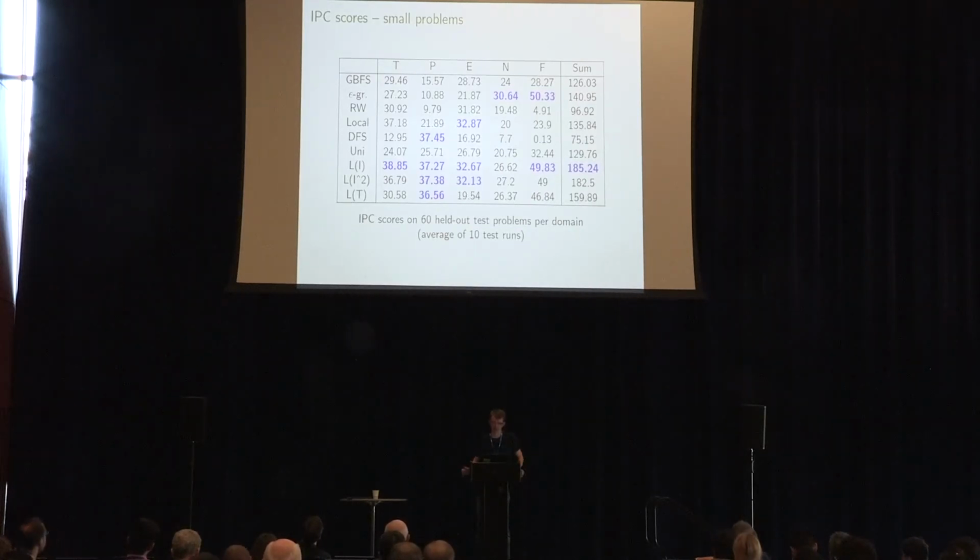So we can see that the planner is competitive with the baselines. For every domain, it's either the best or close to the best, with the exception of no mystery, perhaps, where epsilon greedy does really well. And naturally, on aggregate, this leads to performance superior to any of the baselines.